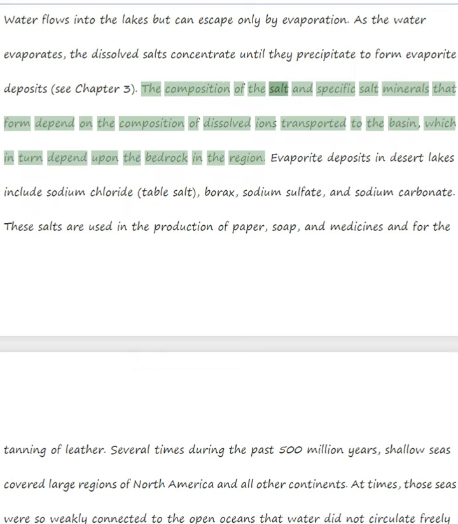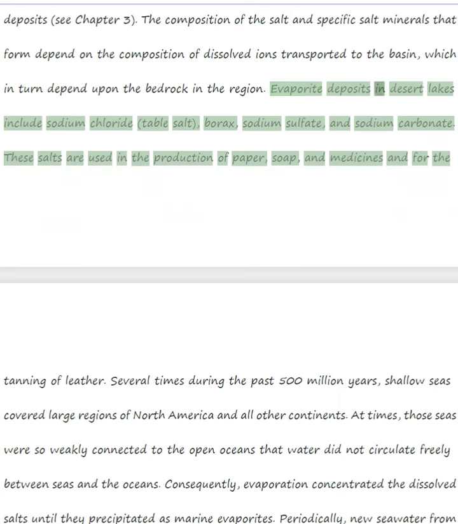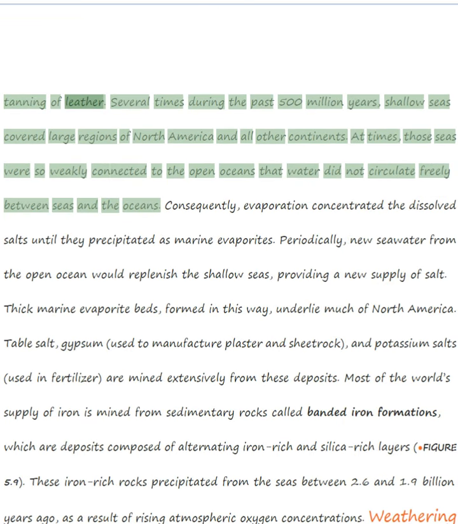The composition of the salt and specific salt minerals that form depend on the composition of dissolved ions transported to the basin, which in turn depend upon the bedrock in the region. Evaporite deposits in desert lakes include sodium chloride, borax, sodium sulfate, and sodium carbonate. These salts are used in the production of paper, soap, and medicines and for the tanning of leather.